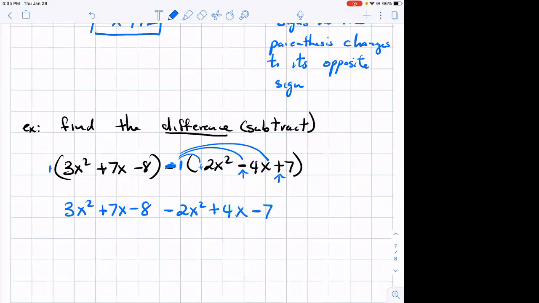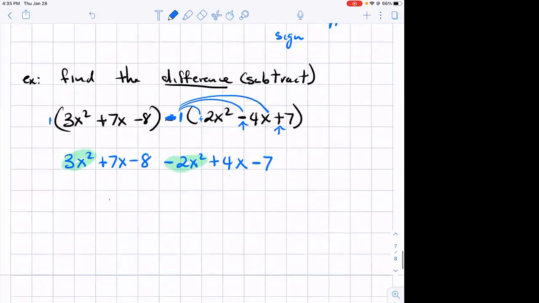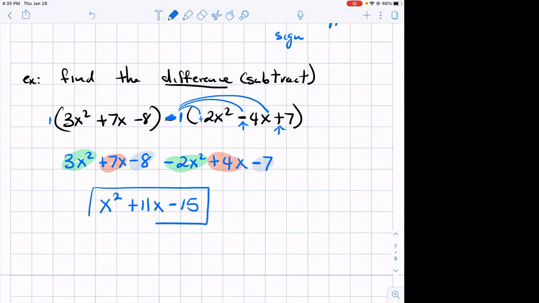And now we combine like terms. So 3x squared minus 2x squared becomes 1x squared, which is the same as x squared. We don't write the 1. Then we have 7x and 4x, that becomes plus 11x. And then we have minus 8 minus 7, and that becomes minus 15. Written in correct order, this is our final result.